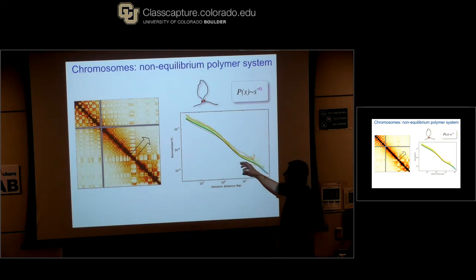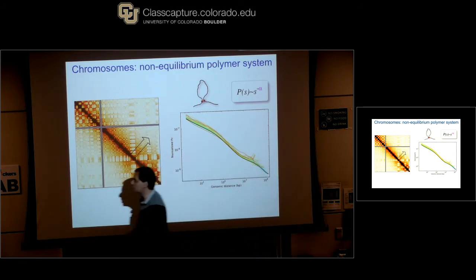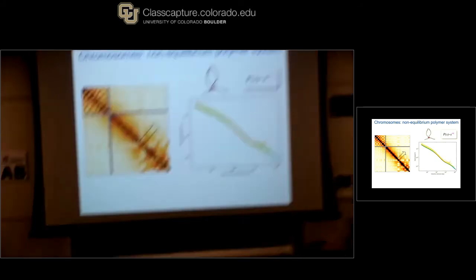So what is this curve? This is the contact probability between two genomic elements separated by distance s. This is complementary to what you see in microscopy. Microscopy gives you R of s, and Hi-C gives you P of s.